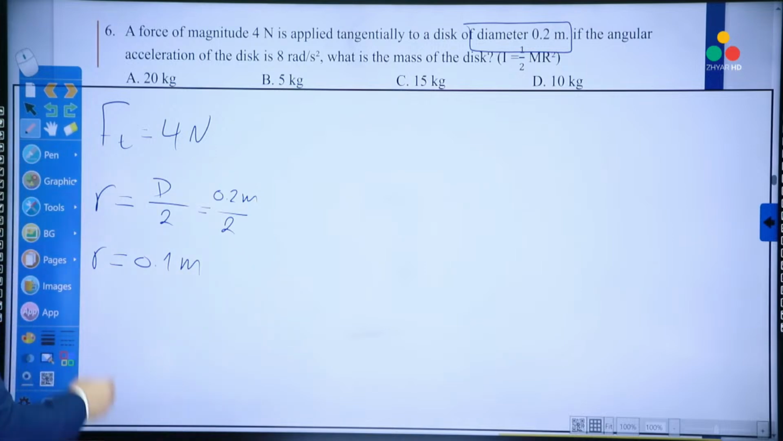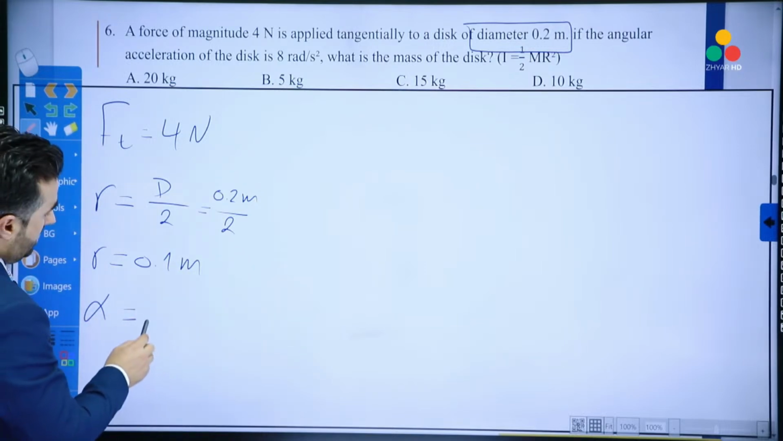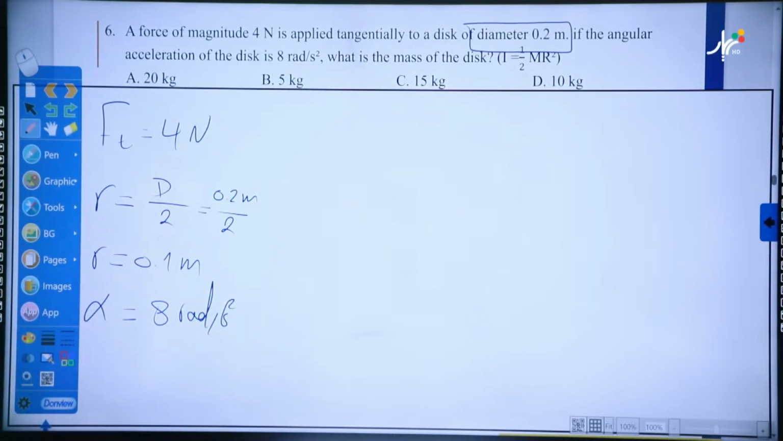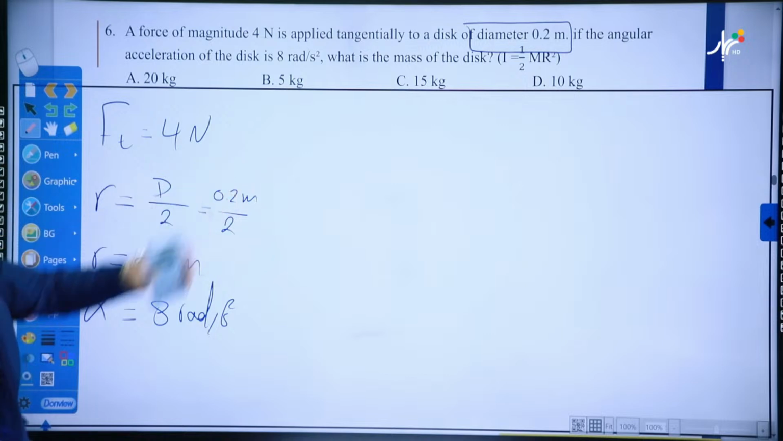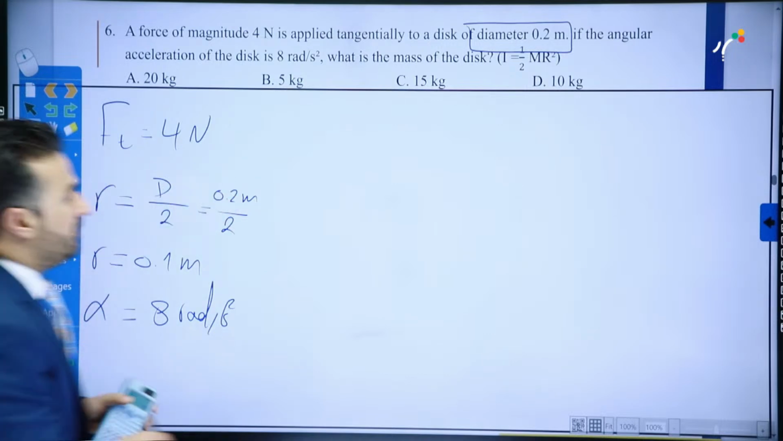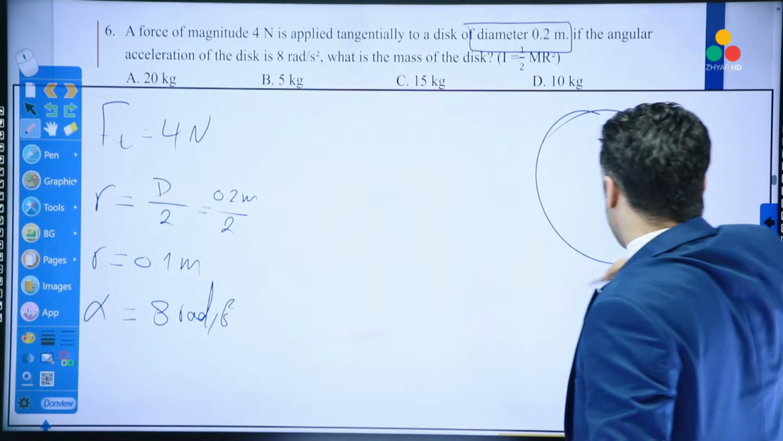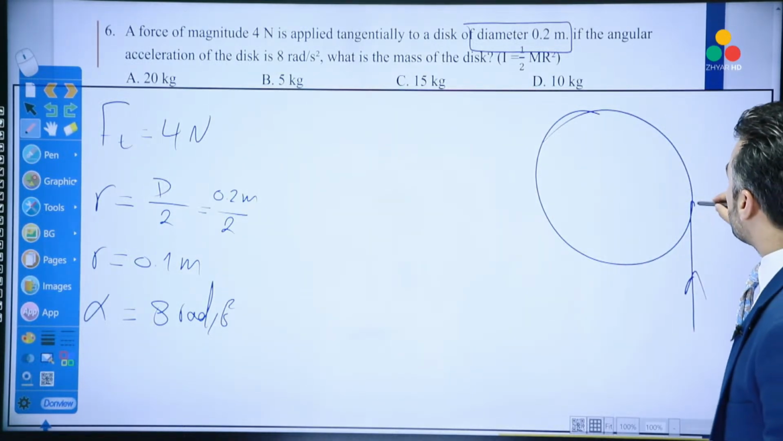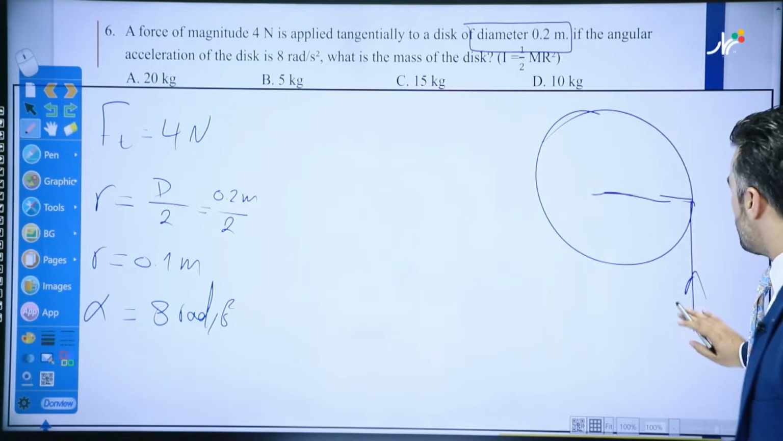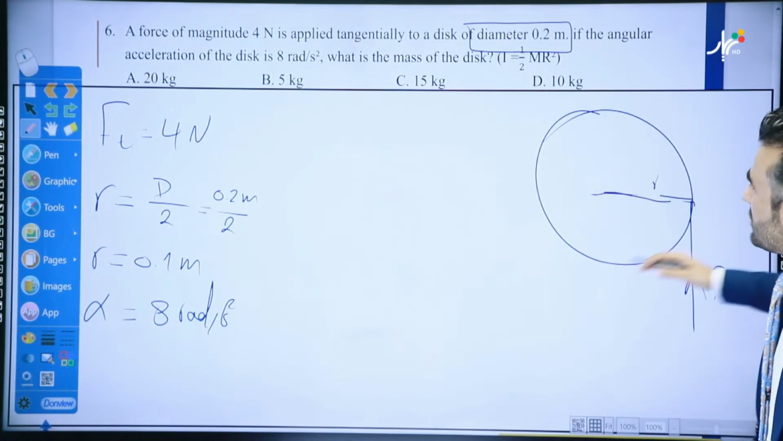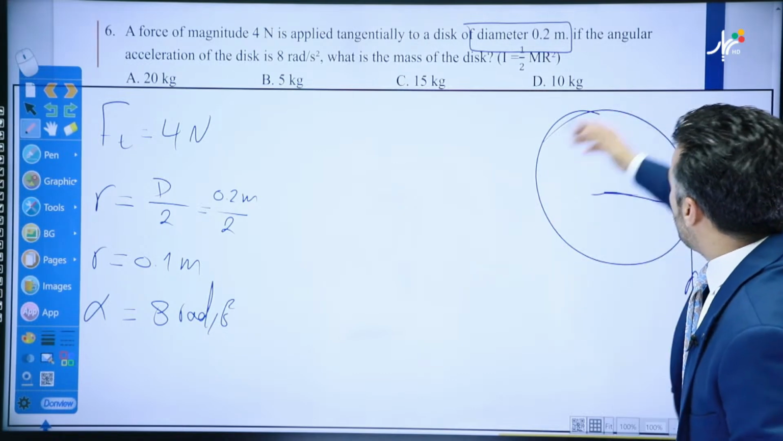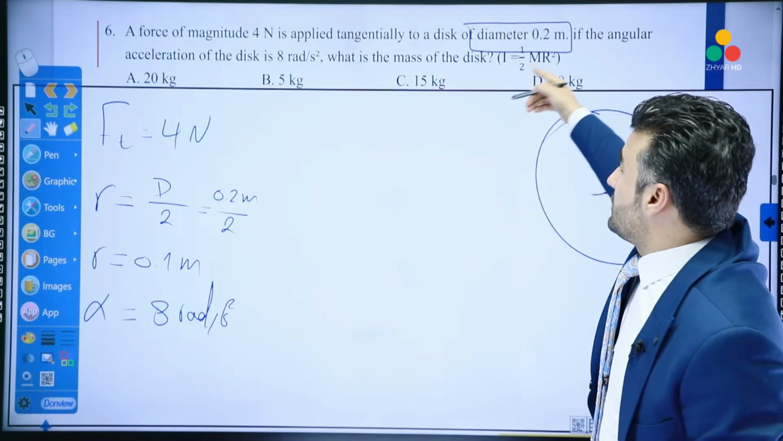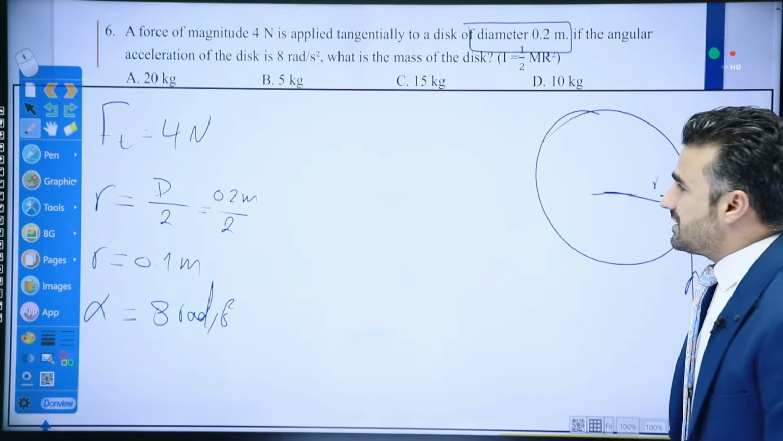If the angular acceleration is 8 radian per second squared, what is the mass of the disk? So find the mass of the disk using that equation. Take a look. Let me draw this. We have a disk, and a force applied tangentially, that would be tangent to the circle. And of course, we have a radius. So this causes a torque, and this torque would rotate the disk. But remember, the disk would have a moment of inertia. We'll use this equation to find the mass of the disk.